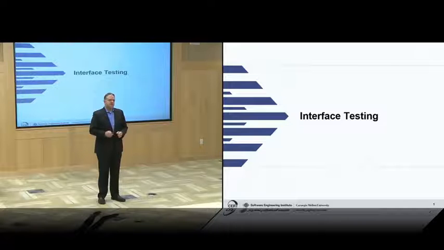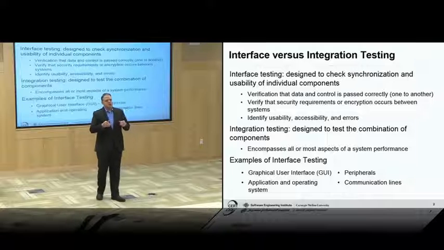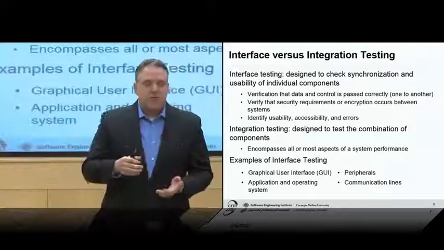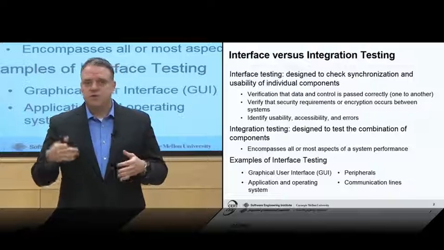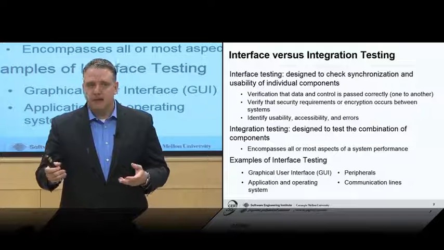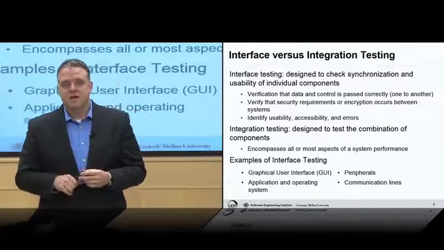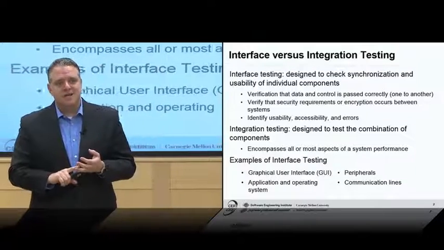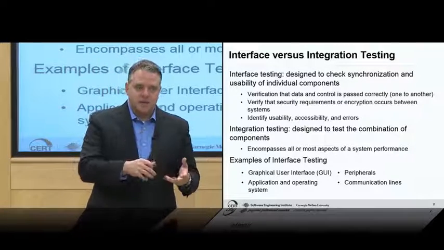Let's talk about interface testing. Interface testing is designed to check the usability of individual components within an application. For example, you want to verify that data is passing correctly from one control to another in an application. You want to make sure that security requirements are being met. Things like encryption are actually being done in between pieces and parts of the system or application that you're testing. You want to look for usability, accessibility, and other general errors related to the application.